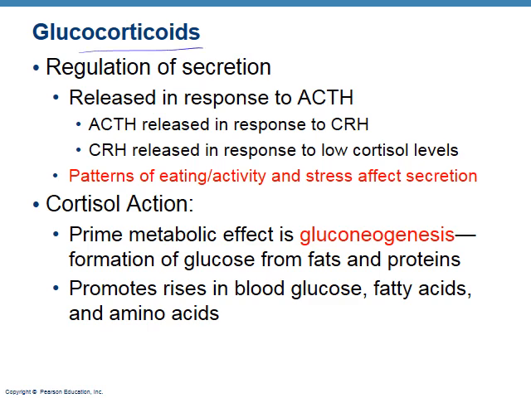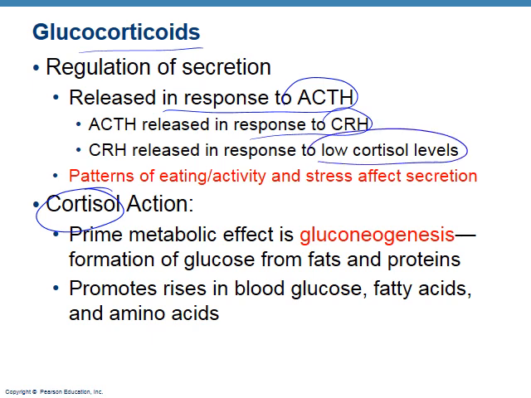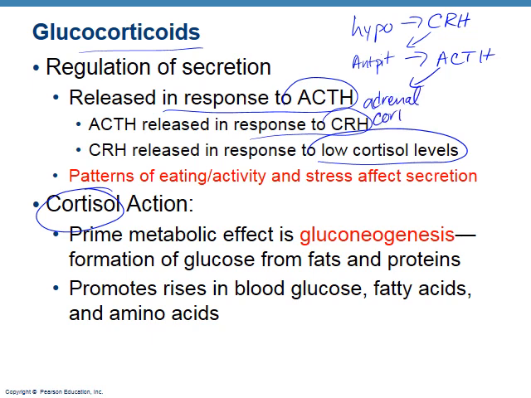So what do these glucocorticoids, specifically cortisol, how is it regulated? So it's released in response to ACTH. And remember, ACTH is released in response to CRH. And it's all based on cortisol levels in the blood. So what we're saying is the hypothalamus releases CRH, corticotropin releasing hormone. That causes the anterior pituitary to release ACTH. ACTH is going to go to the adrenal cortex, that's what we're talking about right now, and cause the adrenal cortex to release cortisol.